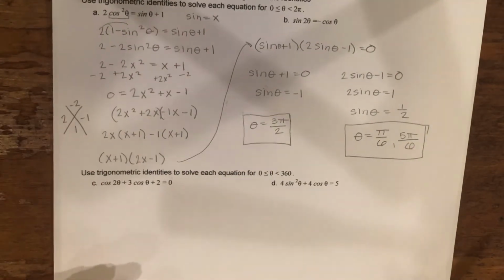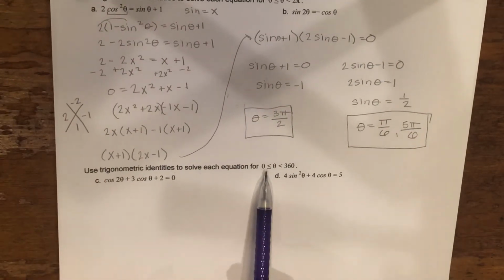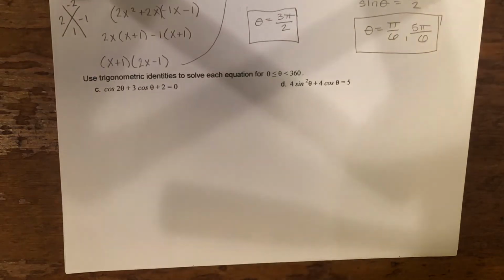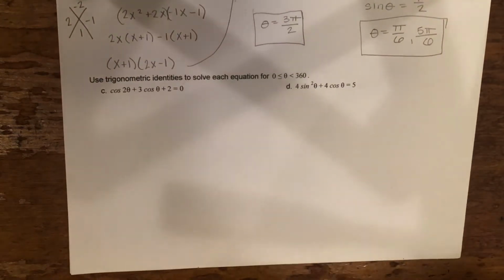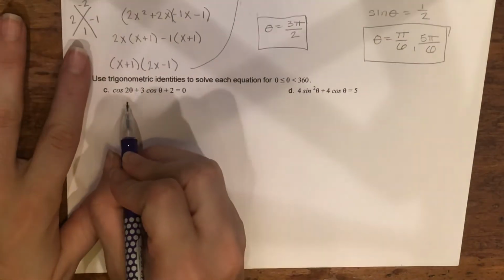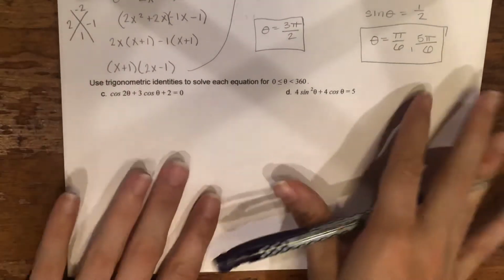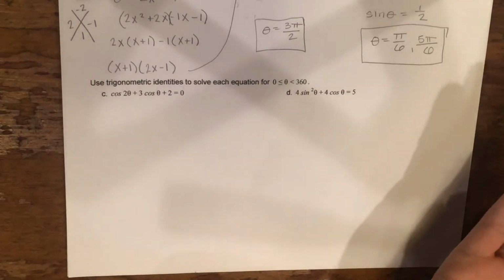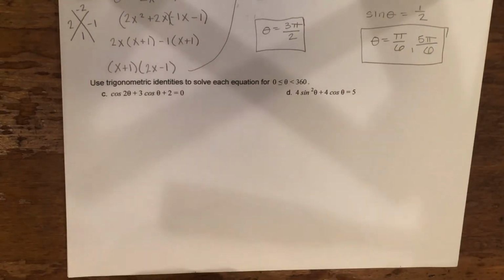So C and D now, we are working from 0 to 360. So what that means is we are now going to be working in degrees as opposed to radians. Okay, so same idea. If you guys want to try these by yourself first to get that extra practice, you can do that. Otherwise, you can watch the first one and then try out D.